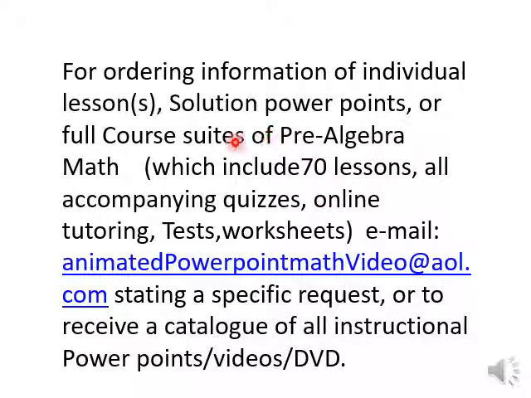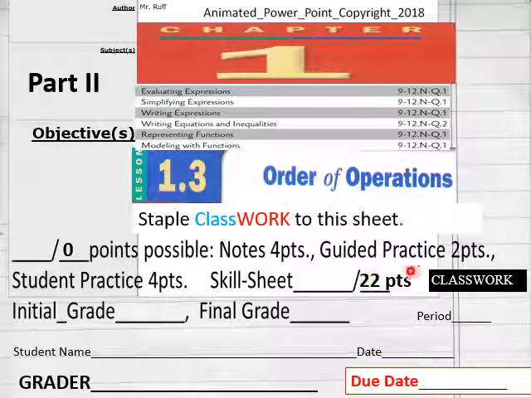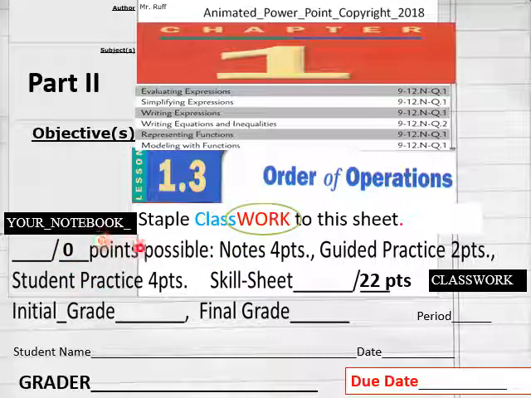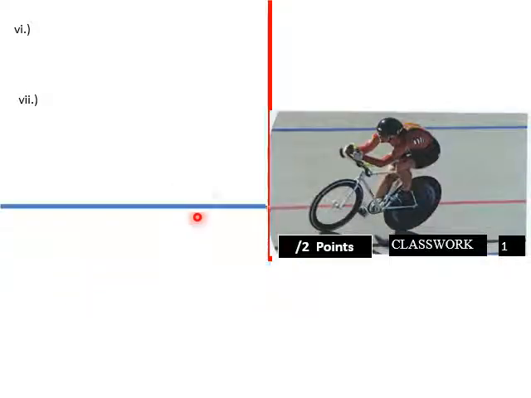Hello everybody, we're getting ready to do lesson 1.3 part 2, pre-algebra math today. For 1.3 part 2, order of operations, you've got 22 points on your classwork sheet. You have no notes to take. Name, date, period, students, on your classwork sheet. Due date here for onliners and homeschoolers. And we're going to go right into it without a bell work today.